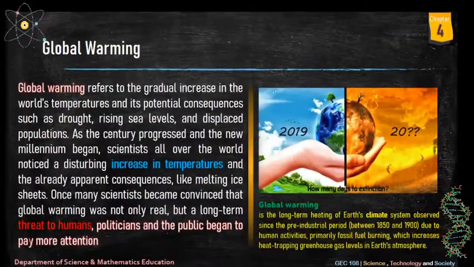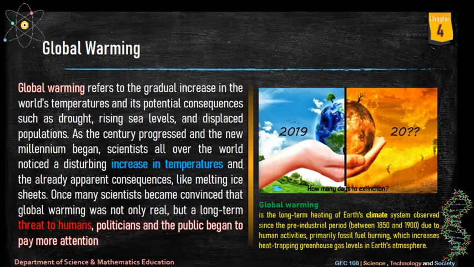Global warming. Global warming refers to the gradual increase in the world's temperatures and its potential consequences such as drought, rising sea levels, and displaced populations. As the century progressed and the new millennium began, scientists all over the world noticed a disturbing increase in temperatures and the already apparent consequences, like melting ice sheets. Once many scientists became convinced that global warming was not only real but a long-term threat to humans, politicians and the public began to pay more attention.